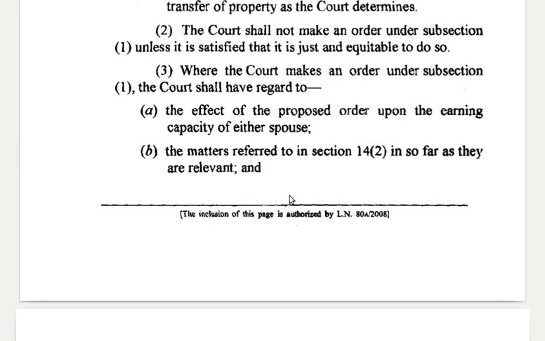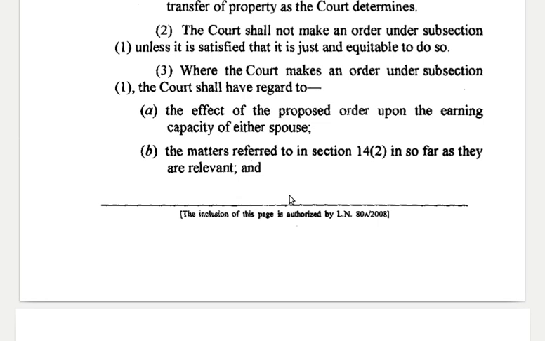Subsection 2. The court shall not make an order under subsection 1 unless it is satisfied that it is just and equitable to do so. Where the court makes an order under subsection 1, the court shall have regard to A. The effect of the proposed order upon the earning capacity of either spouse.